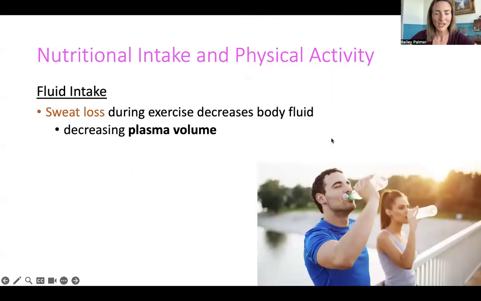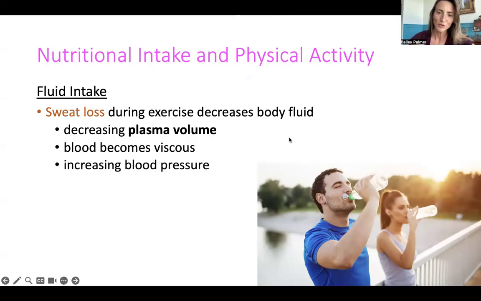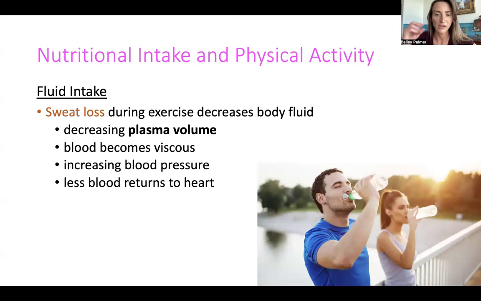When we exercise, sweat loss occurs, which decreases our body fluid, and it decreases something called plasma volume. If you're familiar with the word plasma, it's the watery component of our blood. When we lose water, the plasma volume drops and blood becomes more viscous. So now it's thicker and it's traveling around the body slower due to the viscosity. This can lead to an increase in blood pressure because now we have less blood returning to the heart at the rate that it actually should be returning.